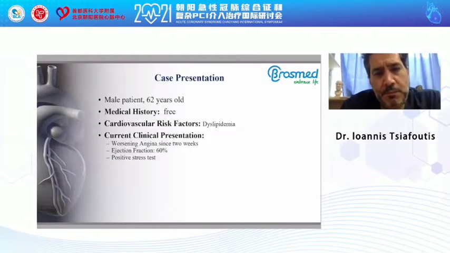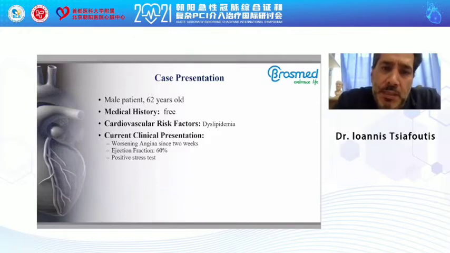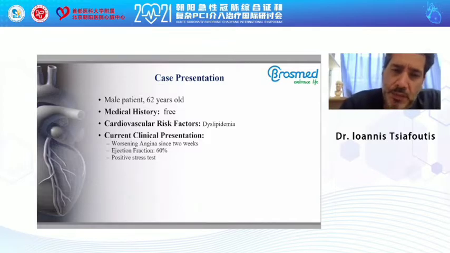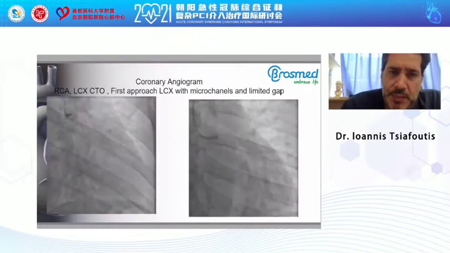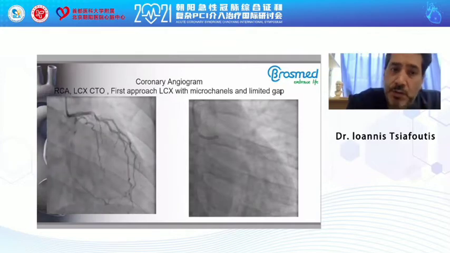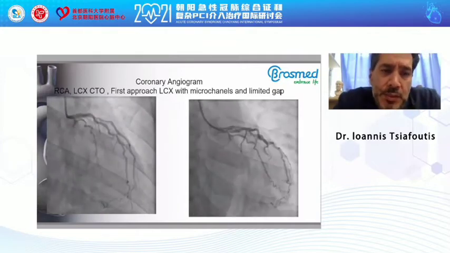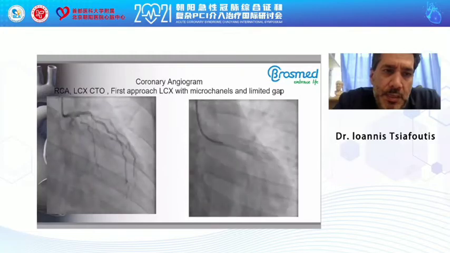This is another case about a man, 62 years old, with a free medical history, dyslipidemic, no history of angina or MI. He had worsening angina since 2 weeks with a good ejection fraction and a positive stress test. His coronary angiogram revealed 2 CTOs, an RCA CTO and a circumflex CTO.